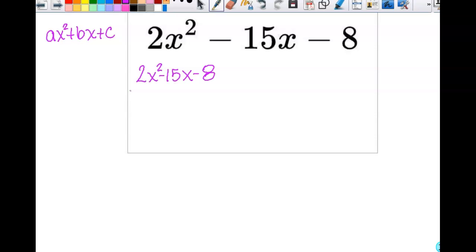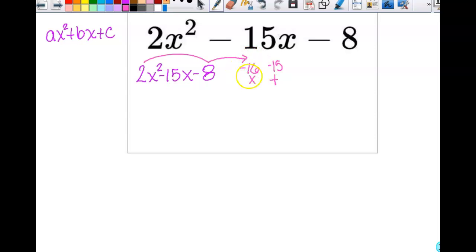So what you do is you're going to multiply a times c. So I'm going to do 2 times a negative 8. That gives me a negative 16. Okay? I need 2 numbers that are going to multiply to give me negative 16 and add to give me a negative 15. And I got that negative 15 from right here. You with me? Okay, you always do a times c, and because you're multiplying them, you need 2 numbers that will multiply to give you negative 16 and add to give you this one.